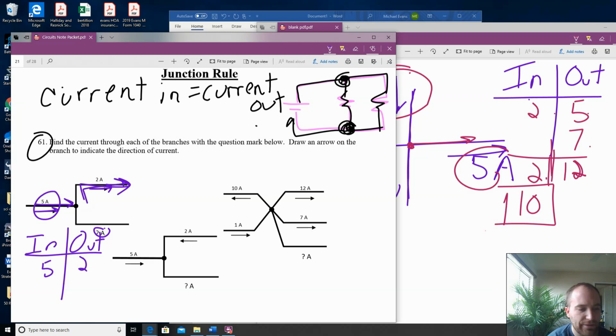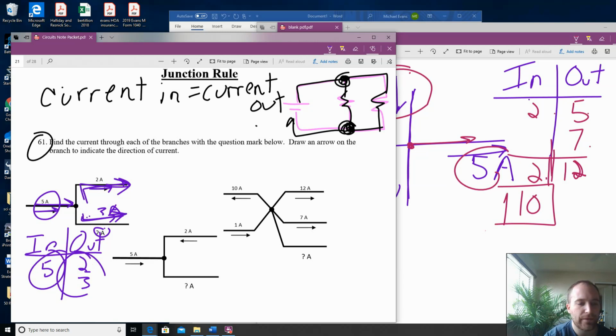So I'm going to add another 3 to this column, because see how that would make them balance. Now you've got 5 in, 5 out. So we've got 3 coming out, or going away from it. So I was looking for 3 amps. And if you're doing the direction, it would be towards the right, or out of the junction.